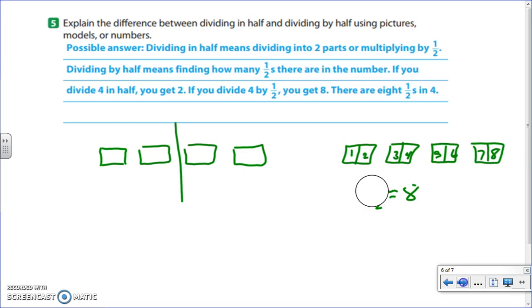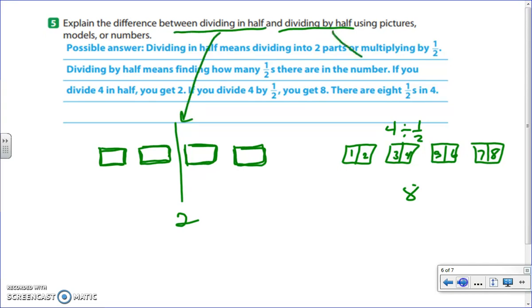I shouldn't have written 8 halves. There are 8 1/2 pieces. This represents 4 divided by 1/2, which is dividing by half. That would represent 8. When I find half of something, I'm finding 1/2 of something, which would be, in this case, 2. So I'm cutting this one in half, dividing in half, and I'm dividing by half over here, dividing by the fraction 1/2. There are 8 1/2s in 4 wholes. When I'm dividing in half, I have 2. I just want half of something.